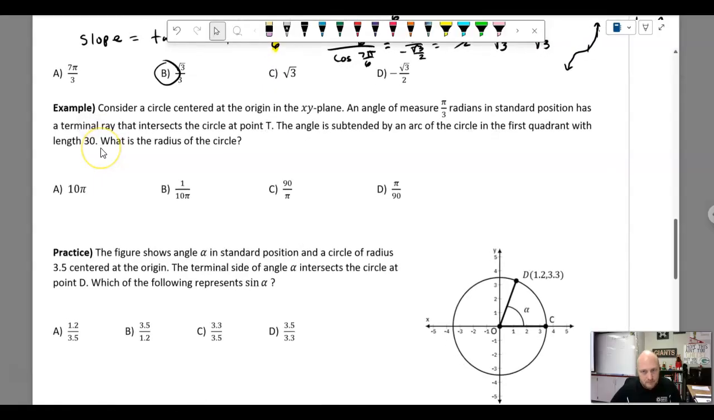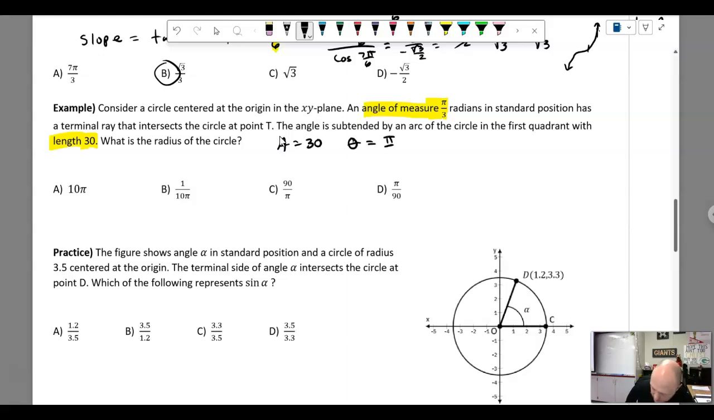Okay, next example. Consider a circle centered at the origin in the xy plane. An angle of measure pi over 3 radians in standard position has a terminal ray that intersects the circle at point T. They just gave us the angle right there. They say the angle is subtended by an arc of the circle in the first quadrant with a length of 30. So what they told me there is that arc length A is equal to 30, and they gave us theta.